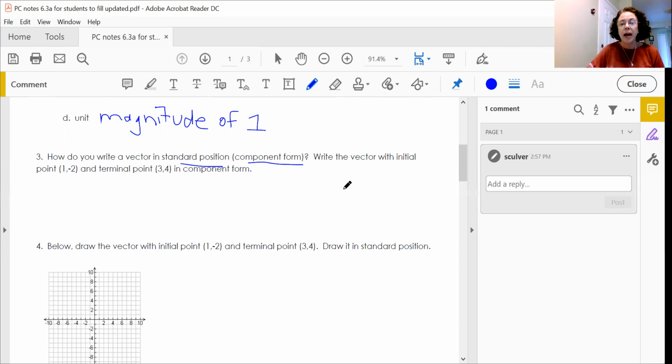So how do we do that? Write the vector with initial point 1, -2, and a terminal point 3, 4 in component form. So here's what we're going to do. Our initial point 1, -2, we're going to call P1 and P2, because it is that initial point that we made back in our drawing. And the point 3, 4, we're going to call Q1 and Q2, because that's how we labeled the terminal point in our last drawing.